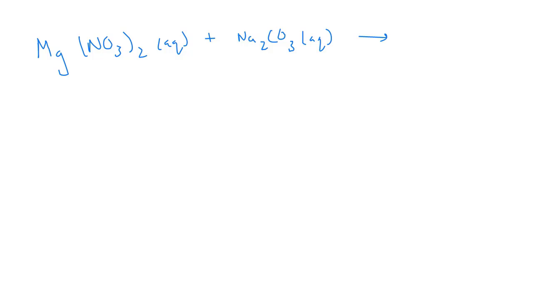So we have magnesium nitrate. So that's aqueous. Plus sodium carbonate. It's also aqueous. Yields, I'm going to write it down here. Magnesium carbonate, solid, and sodium nitrate, which is aqueous. So is this equation balanced?